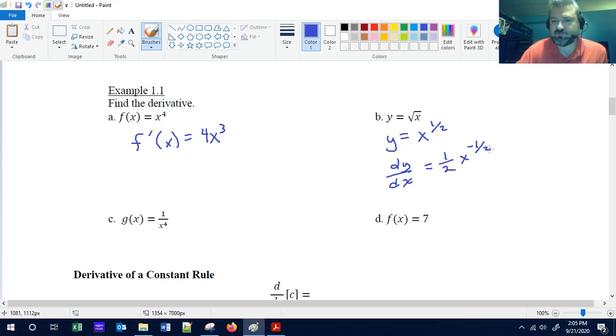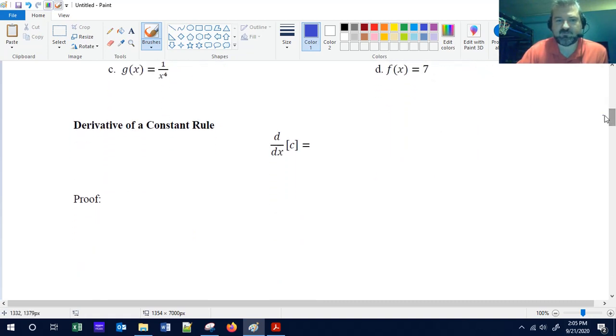Now, we could rewrite this as a radical. We could also move this to the denominator, making it 1 over 2 times the square root of x. But we're just going to leave it like that. That's fine. We're not going to do any simplifying right now.